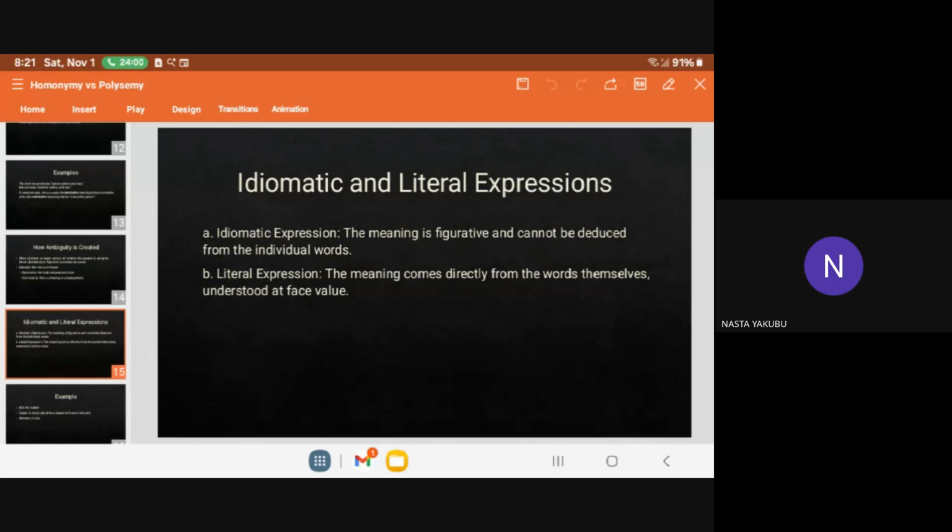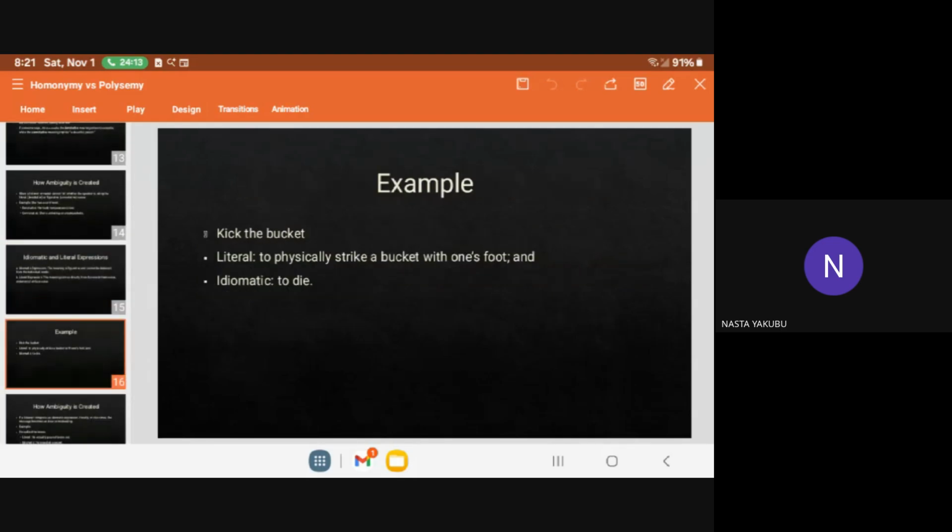So you understand the meaning from the face value of the words as they have been put together. As long as they make sense, they will carry a particular meaning which will be very clear and obvious to everyone. Now let's look at an example here. When you say kick the bucket, literally, what does it mean? To physically strike a bucket with one's foot, to just throw your leg and it hits a bucket. But idiomatically it means to die.